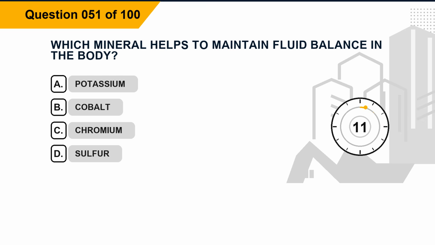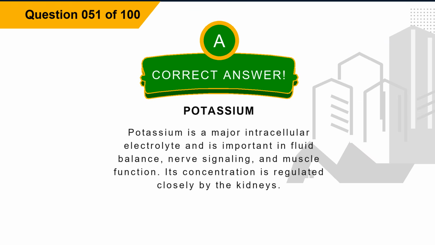Question 51. Which mineral helps to maintain fluid balance in the body? Option A, potassium. Option B, cobalt. Option C, chromium. Option D, sulfur. The correct answer is option A, potassium. Explanation: potassium is a major intracellular electrolyte and is important in fluid balance, nerve signaling, and muscle function. Its concentration is regulated closely by the kidneys.